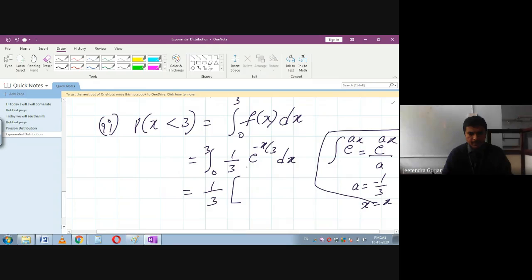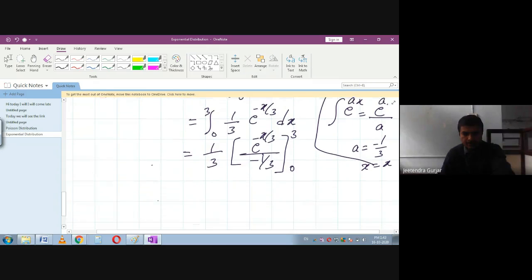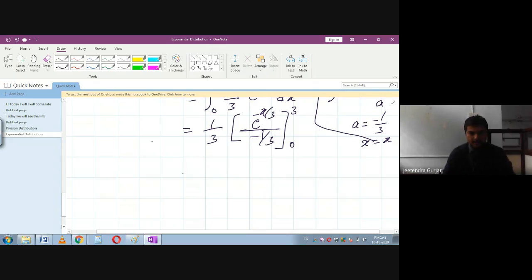So substitute the values now. It is e raised to minus x upon 3 divided by minus 1 upon 3, students, and under the limit 0 to 3. Please remember this. Under the limit we have taken 0 to 3. Then now you can see, this 1 upon 3 and this 1 upon 3 will get cancelled.